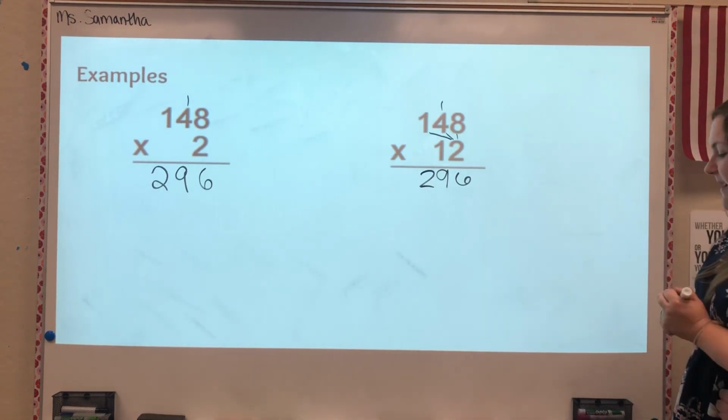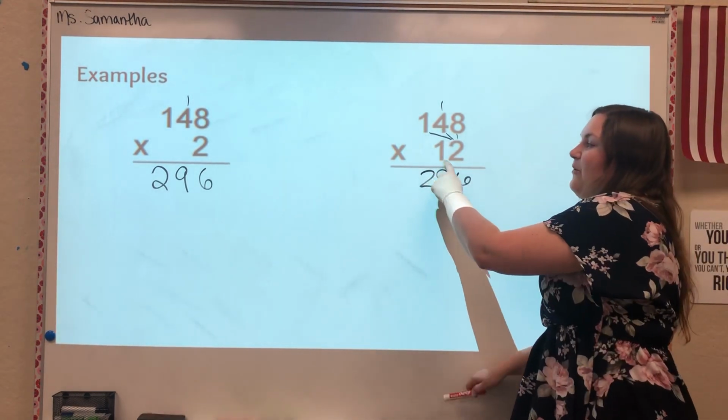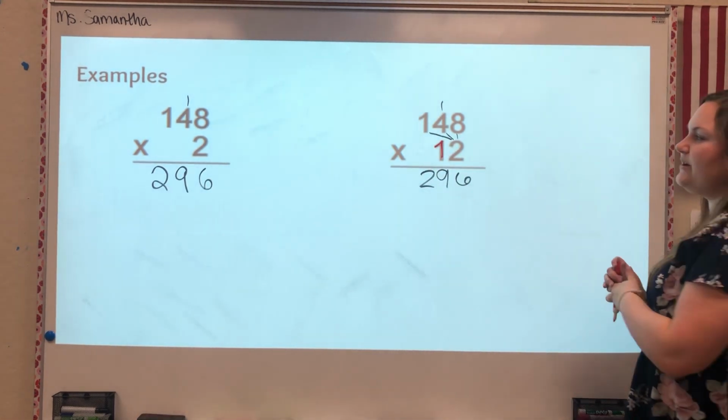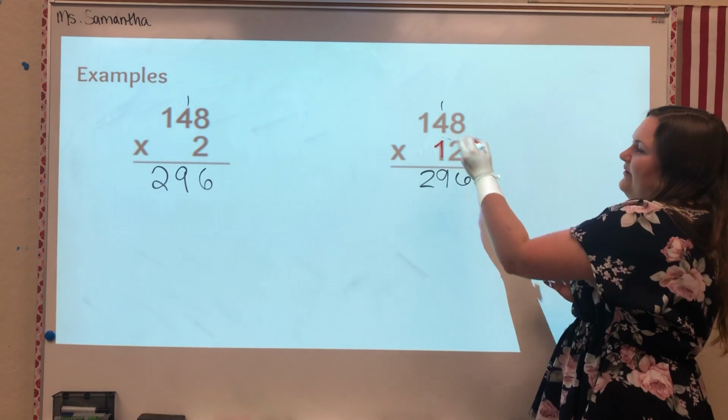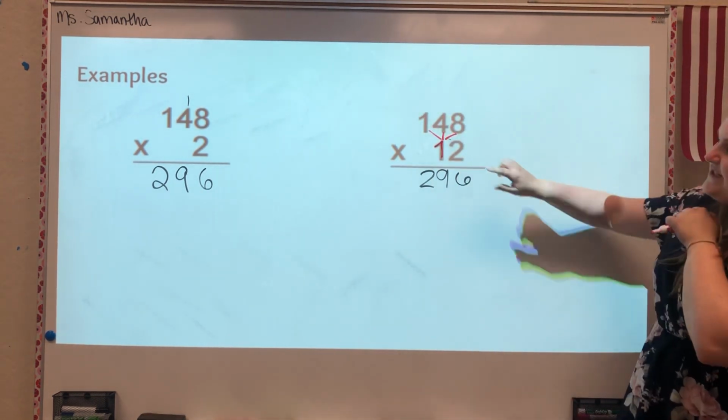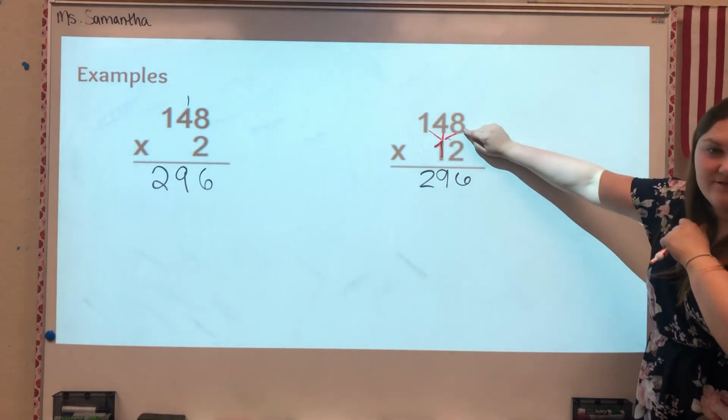The difference for this problem is we're not done. We still have 1 that we need to multiply. So we're going to do the same thing with that 1. We're going to multiply the 1 with each of these numbers. Now when I go to do that, the first thing I'm going to do is the 1 times 8, which gives you 8.